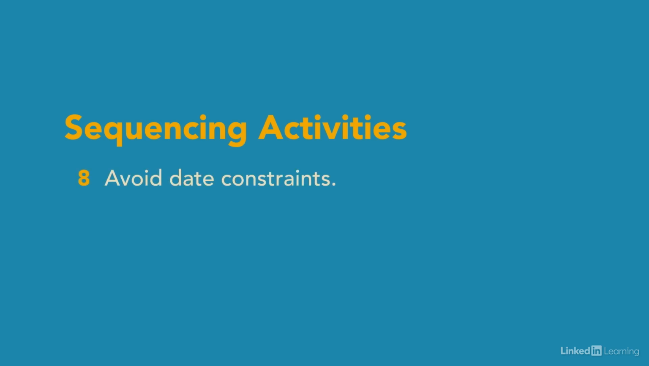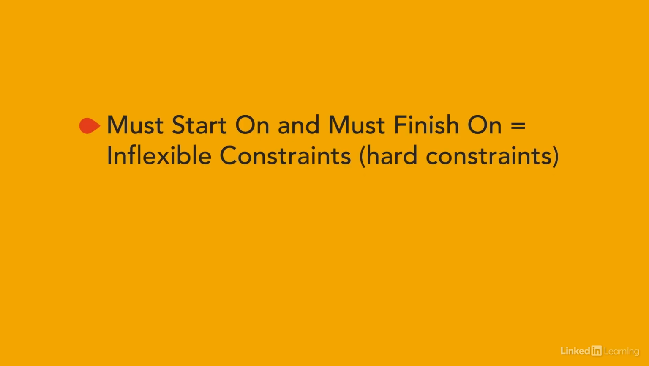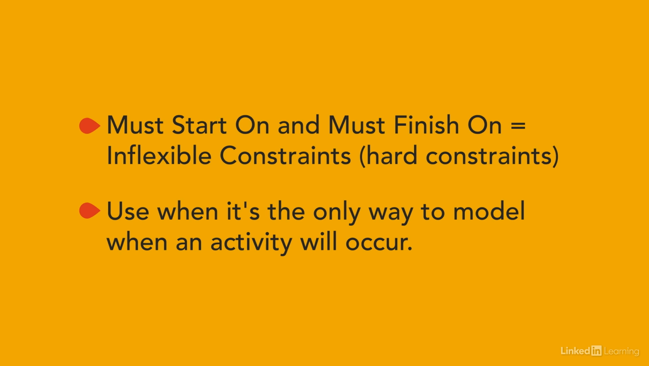Eighth, avoid applying date constraints to activities unless absolutely necessary. Constraints limit the schedule's flexibility and can introduce excessive slack, also called float, into the schedule. Must start on and must finish on are inflexible constraints, also known as hard constraints. The only time you should use these is when they are the only way to model when an activity will occur. For example, a public training class that is scheduled for specific days.